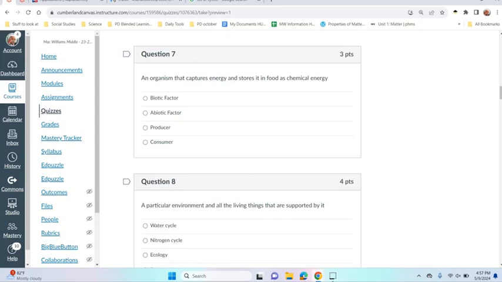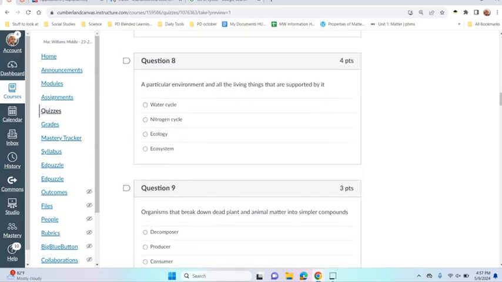Number 7. An organism that captures energy and stores it in food as chemical energy. Is that biotic factor, abiotic factor, producer, or consumer? Number 8. A particular environment and all the living things that are supported by it. Is that the water cycle, the nitrogen cycle, ecology, or ecosystem?